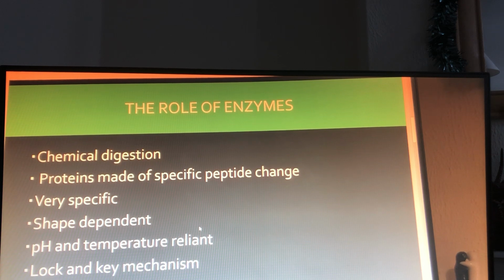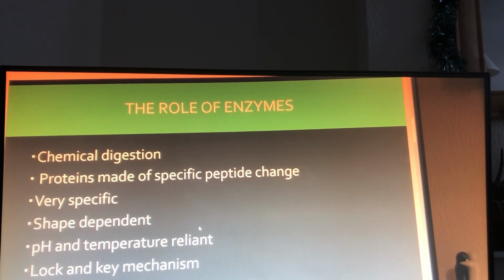Role of enzymes. Chemical digestion is largely facilitated by the digestive enzymes. Although the acidity of the stomach and other chemicals do have active roles to play, digestive enzymes are like all enzymes: proteins made of specific peptide chains. They are specific in that one enzyme carries out one reaction. They are shape dependent and they can easily be disrupted by pH and temperature.